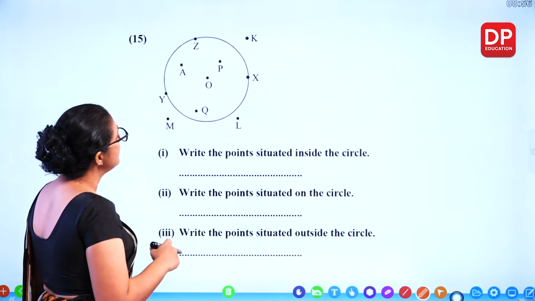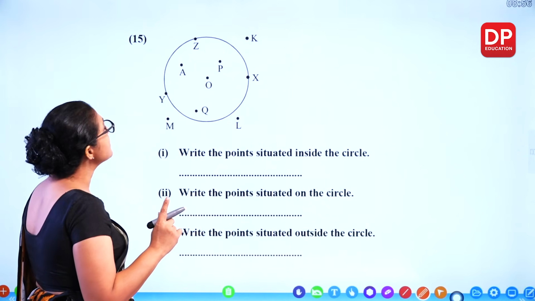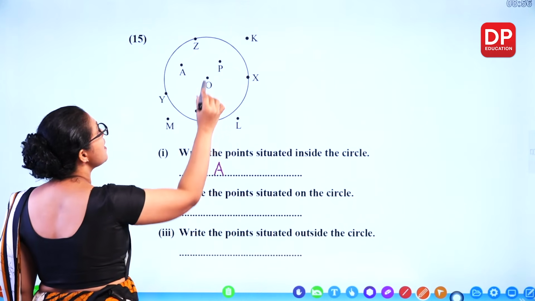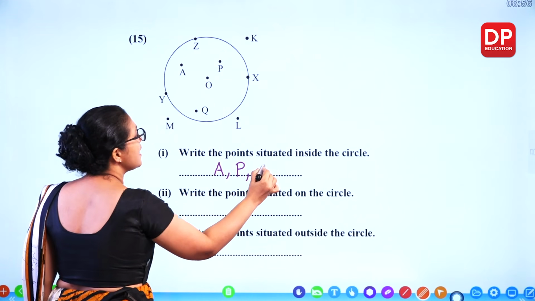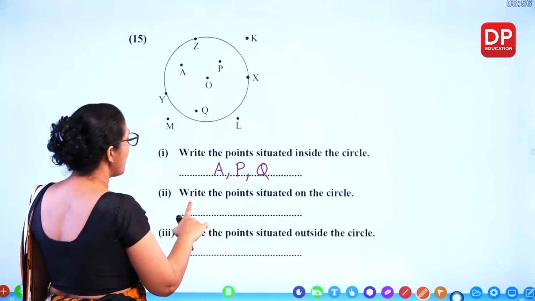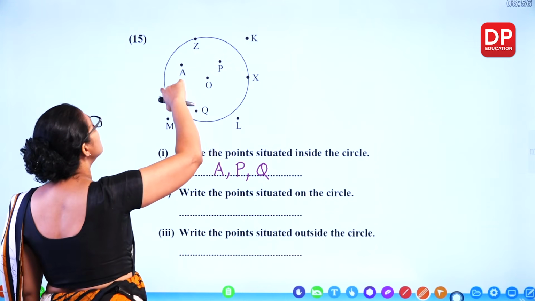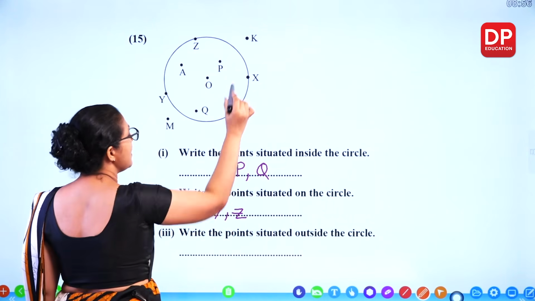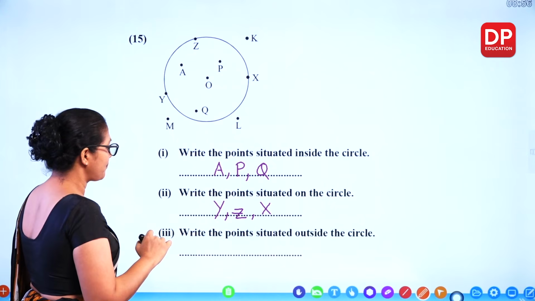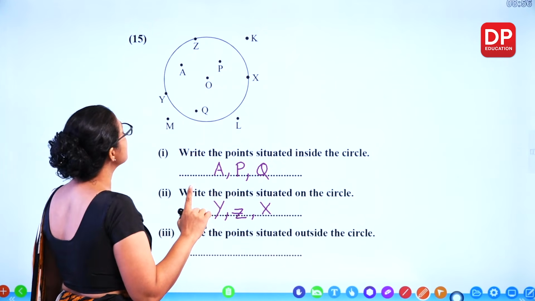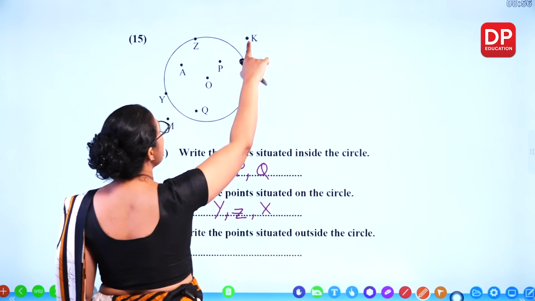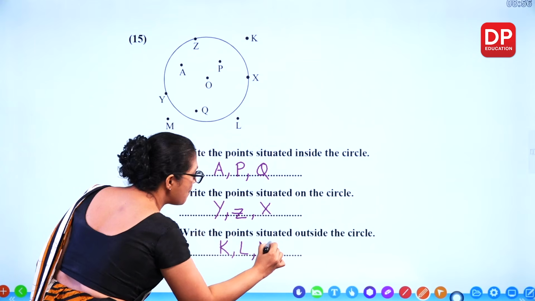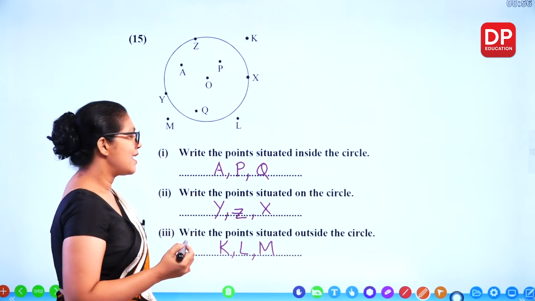Look at this circle. Write the points situated inside the circle. What are the points inside? We get A, P, Q. Those are inside. Write the points situated on the circle. On the circle you get Y, Z and X. Write the points situated outside the circle. What are the points outside? K, L, M. Those are the points outside the circle.